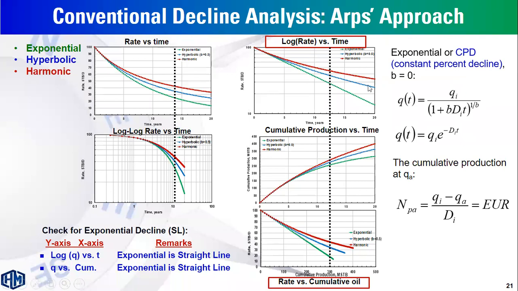So exponential decline, as it generates a straight line, can be defined as a constant percentage decline. So we have the flow rate or the decline rate constant versus time.